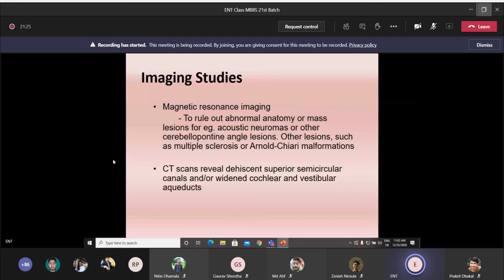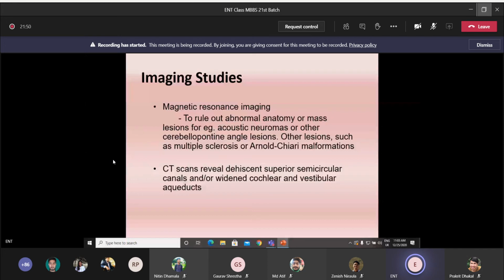MRI is done to rule out any abnormal anatomy or any mass or lesions. Whereas CT scan reveals if there's any dehiscence in the superior semicircular canal, or any anatomical variation in the bony structure of the cochlea and vestibular duct.